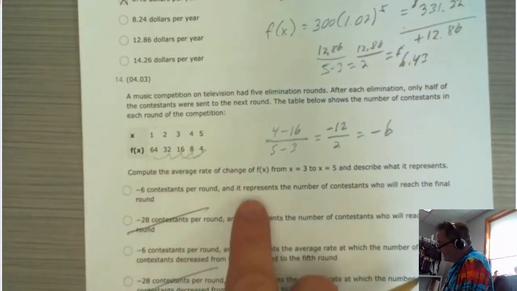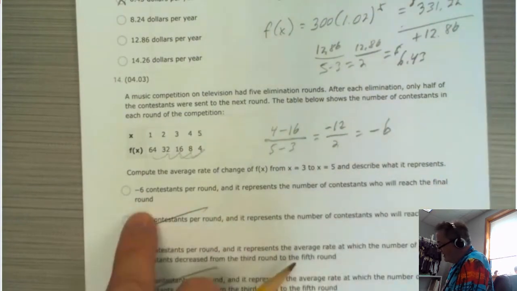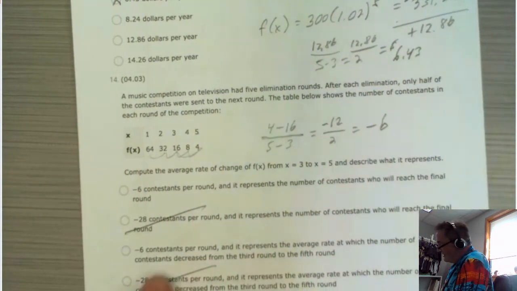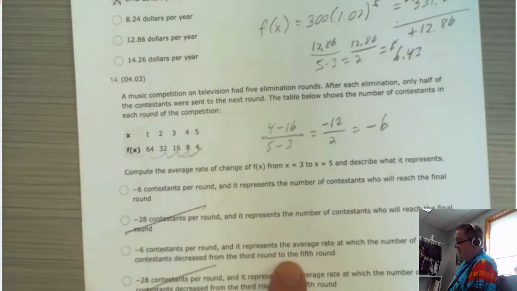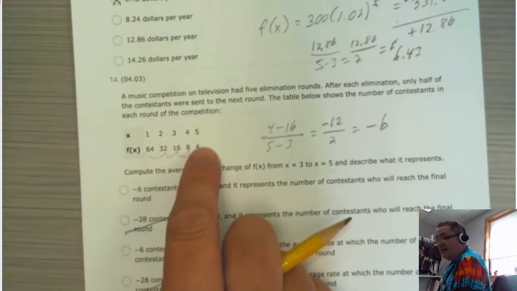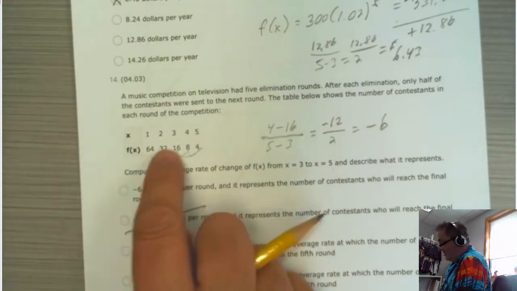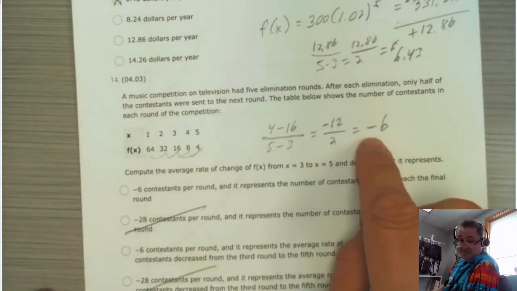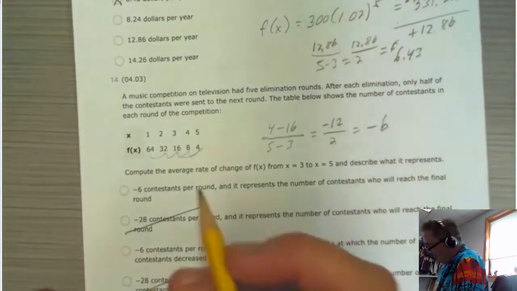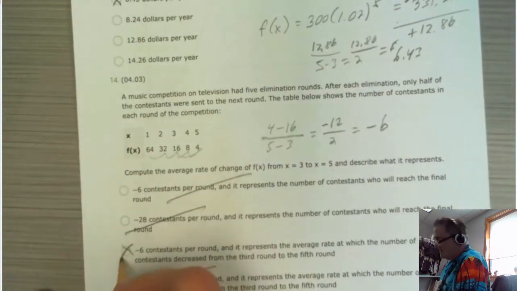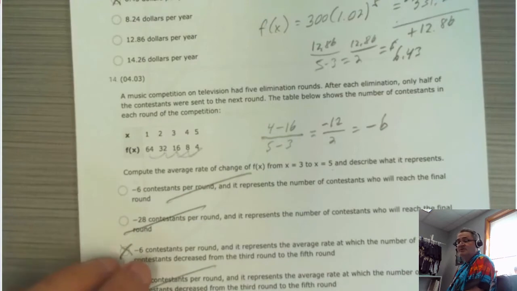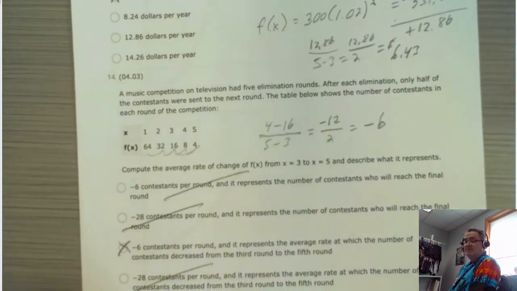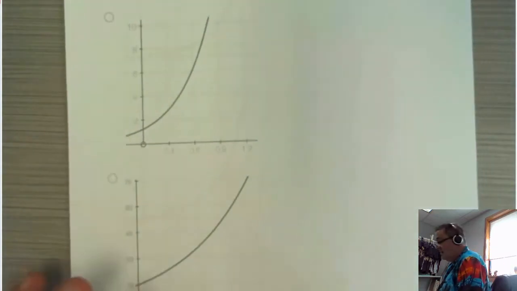-6 represents the number of contestants who will reach the final round, or the average rate that the number of contestants decreased. Well, that's how many went home, right? This is how many are left. This is not how many is going to reach the final round. -6 contestants are not going to reach the final round, right? That's just not right. This is the only correct answer from the choices given: the average rate that it decreased. All right, let's move on.